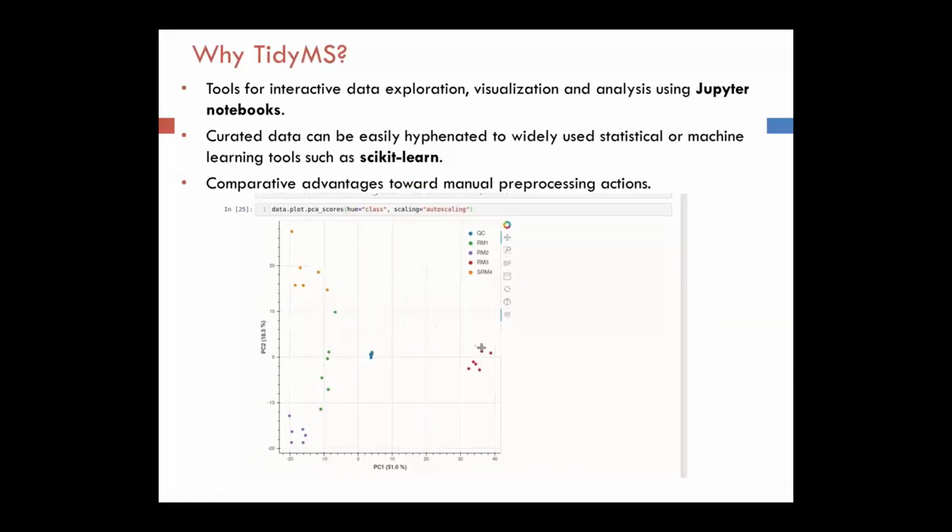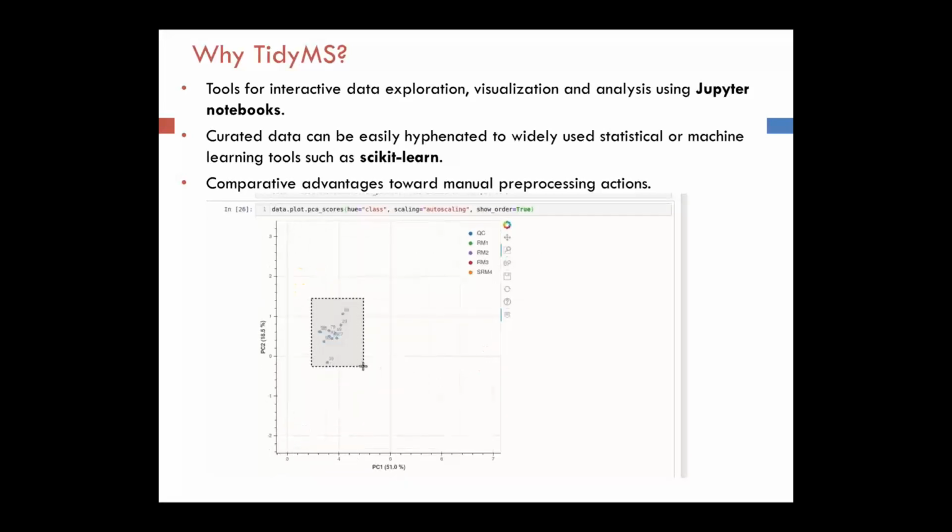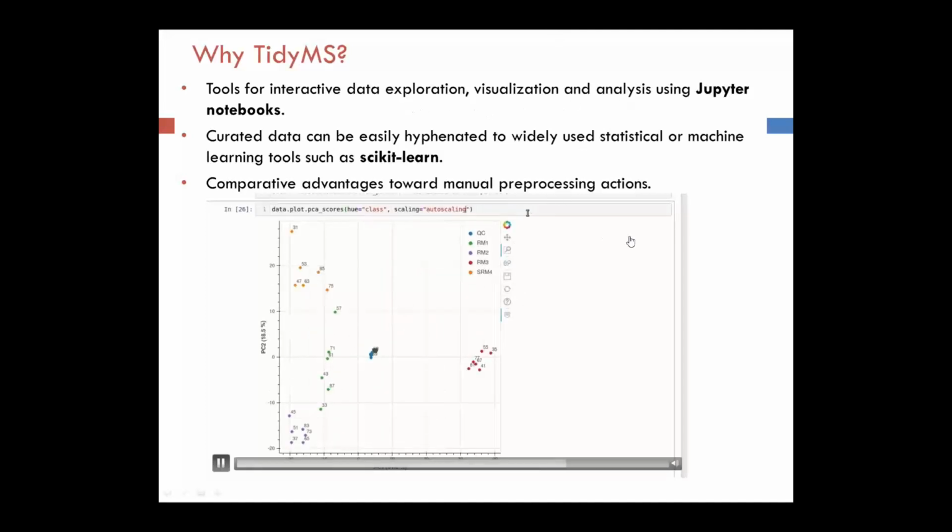We like it because it has several tools for interactive data exploration. Actually, the previous slide was quite static because I was just showing 2 PCA score plots, but we can obtain metrics and PCA plots after performing each of the curation steps of the pipeline. So it has tools for interactive data exploration, visualization, and analysis using Jupyter notebooks.